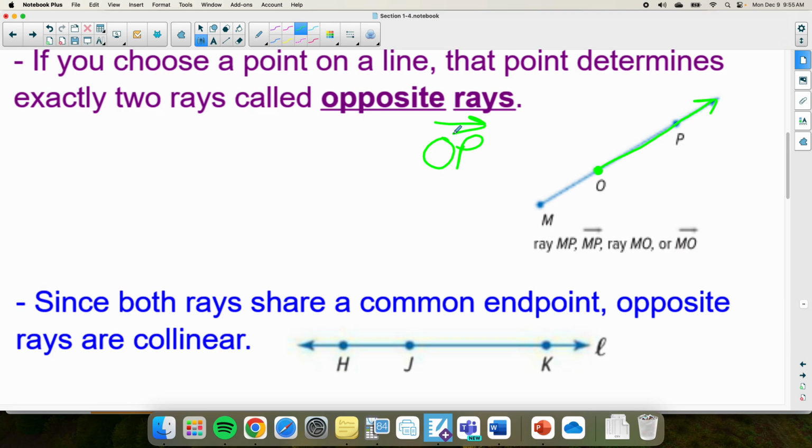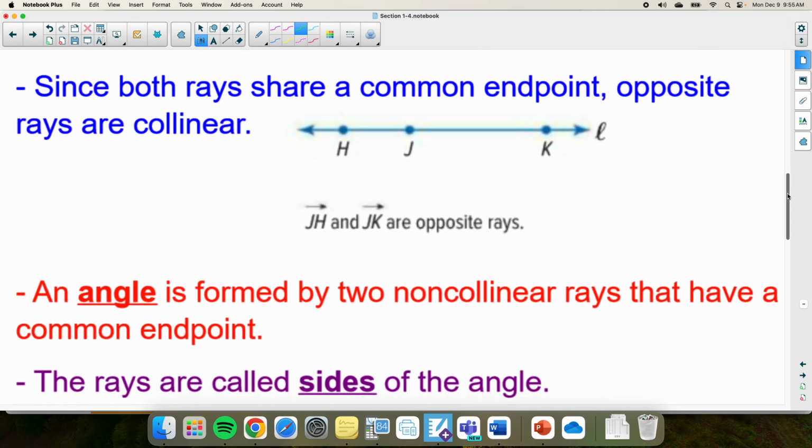Now, another thing that will happen today is if you have a straight line, there's two rays that you could name on that line if you have 3 or more points. And what happens is you have one of your rays starting in a point in the middle and going in one direction. So if I was to name this ray, would I name it as JK or KJ?